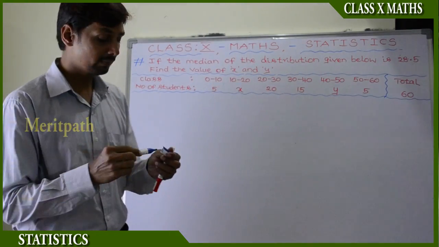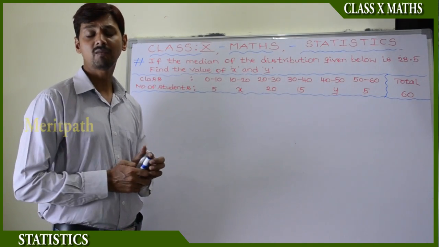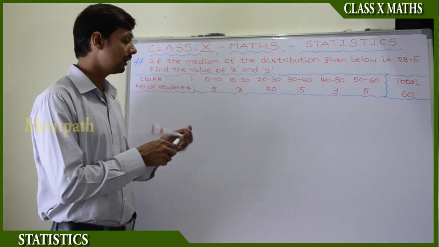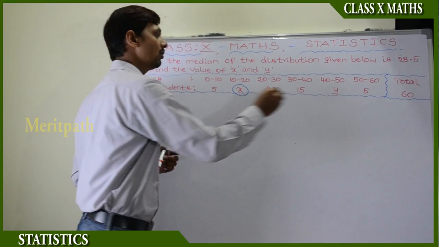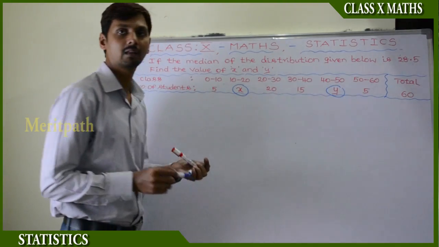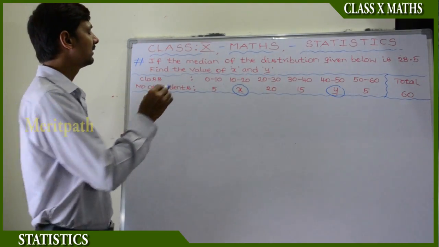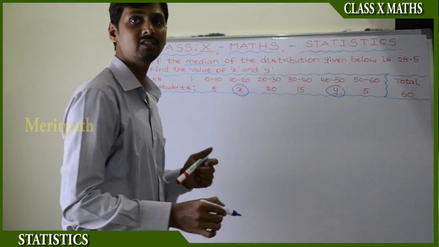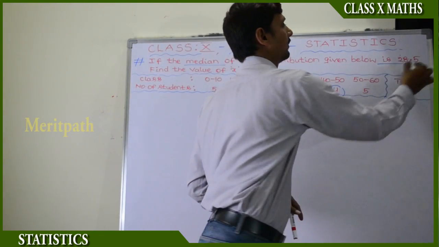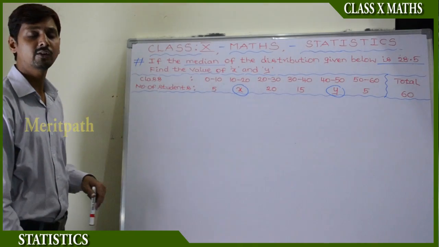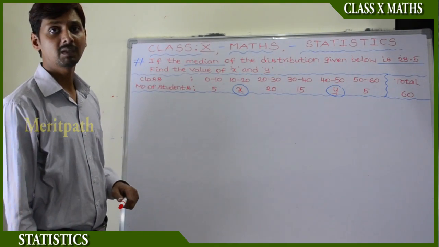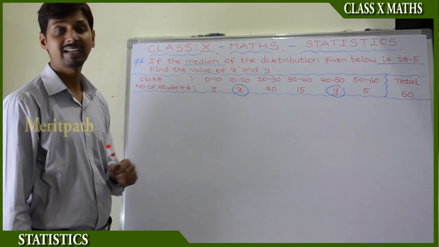The sum of the frequencies is given here. We need to find the value of x and y. The missing frequencies are x and y. The median of the distribution is given as 28.5. Using the median of grouped data, we need to find the missing frequencies.